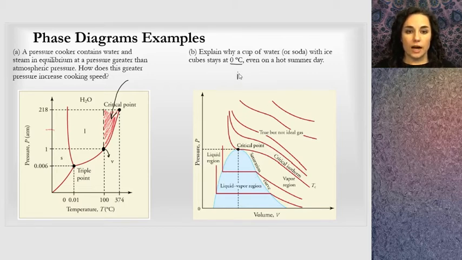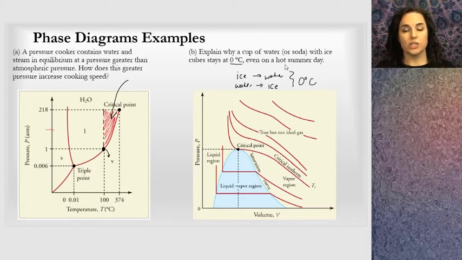So if it is ice to water or water to ice, this will happen at 0 degrees Celsius. It will stay at 0 degrees Celsius. As long as there's ice there, the ice will be at 0 degrees, and it will be changing to water at a constant temperature of 0 degrees Celsius. So that's why ice stays at 0 degrees even on a hot summer day. That melting process is still going on, and the heat that's coming from the water is going into melting the ice rather than changing the temperature of the liquid.